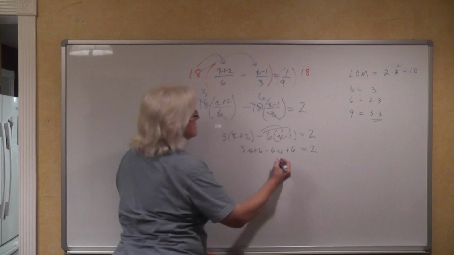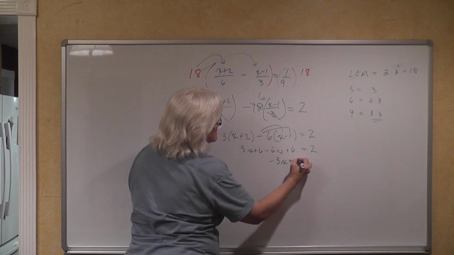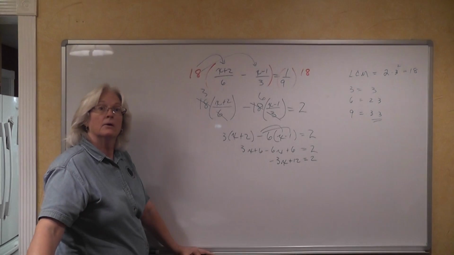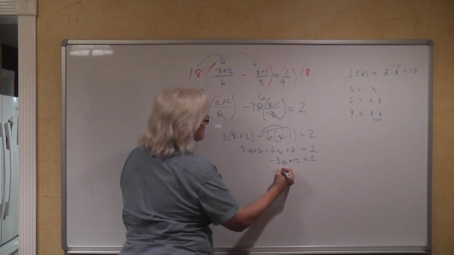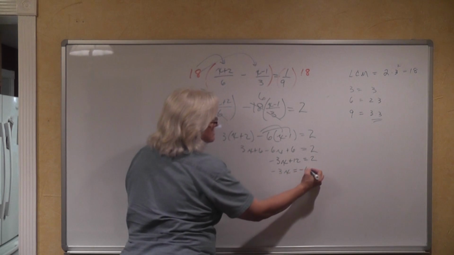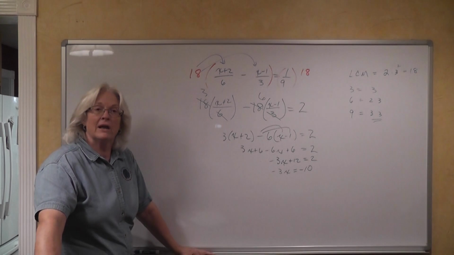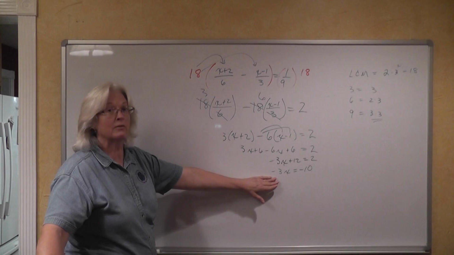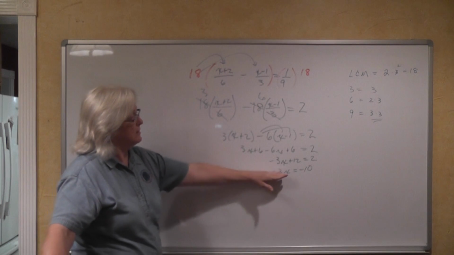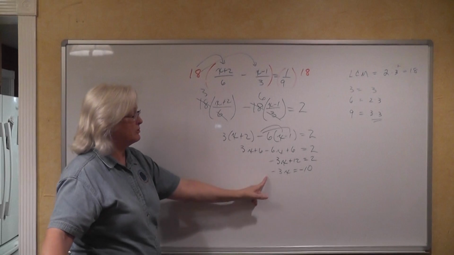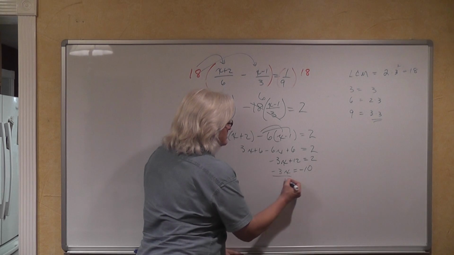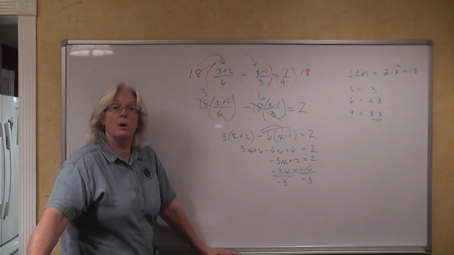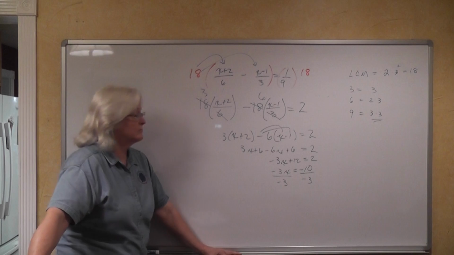Collect like terms. Negative 3x plus 12 is equal to 2. We've added 12, so we will subtract a 12 from both sides of that equation, which will give us negative 3x is equal to negative 10. Now, we don't care about negative 3x, I care about 1x. What's happened to x here? It's been multiplied by a negative 3. The inverse operation says to divide by a negative 3. And I have to divide both sides of that equation by the negative 3.